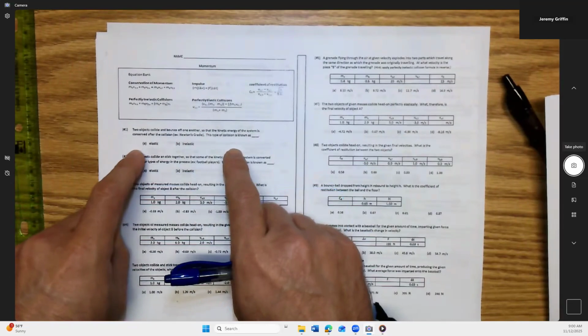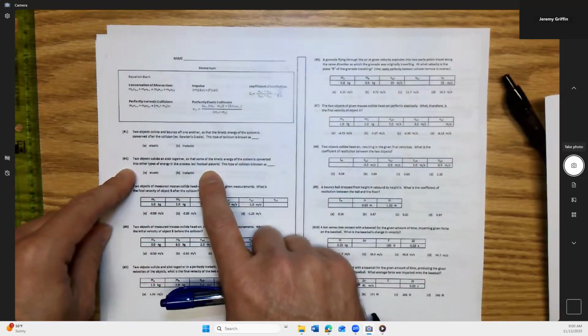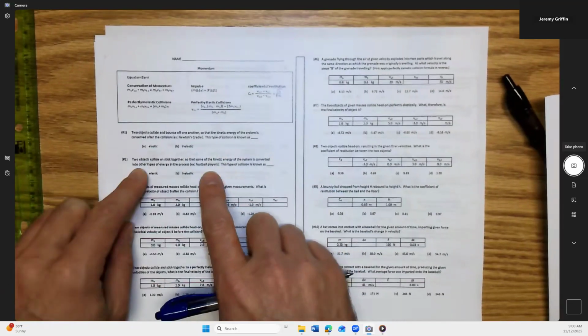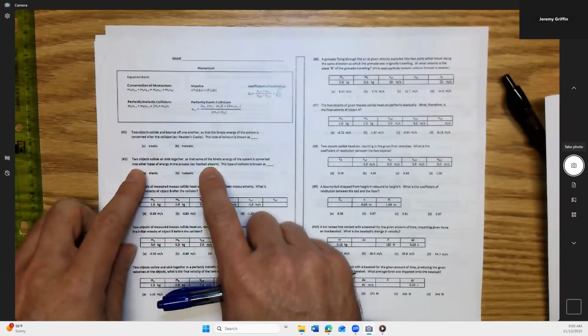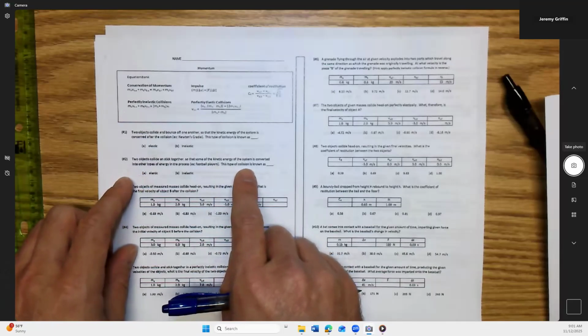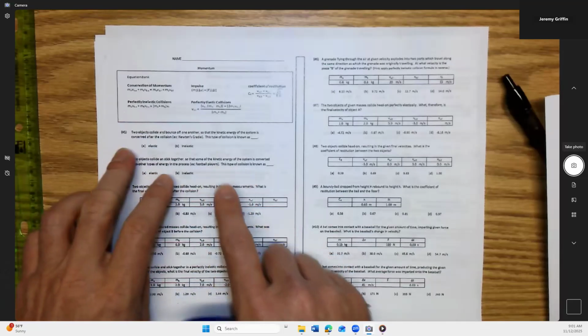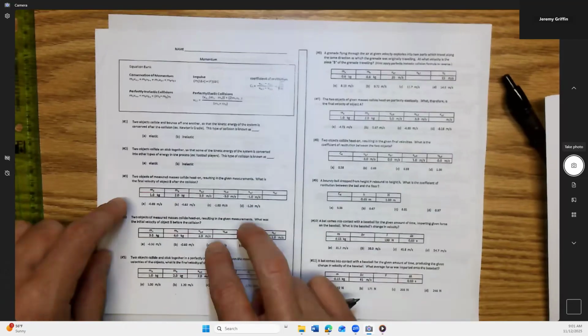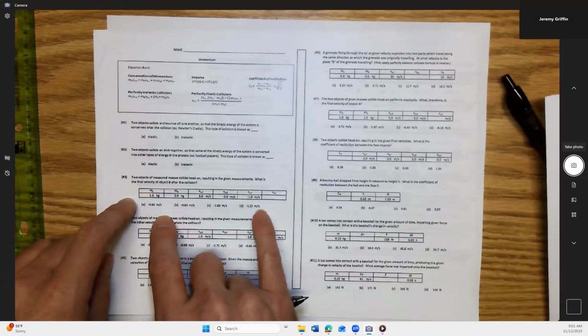Elastic. Number two: objects collide and stick together so that some of the kinetic energy is converted to other types of energy, like permanent deformation or heat loss. This type of collision is known as inelastic. So you guys got some categories of collisions. Okay, number three, we got a general collision here.